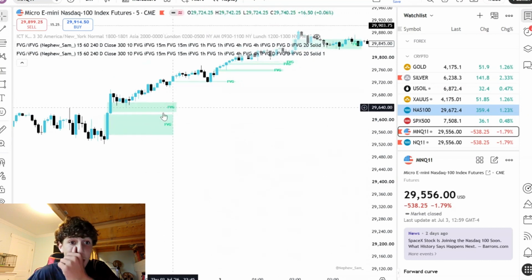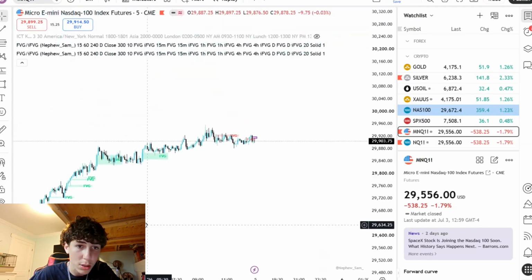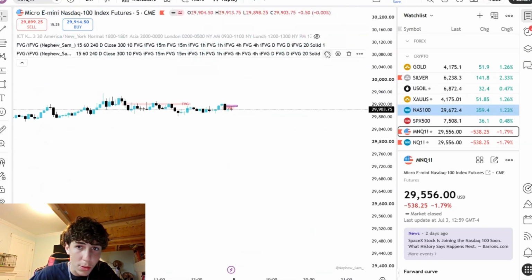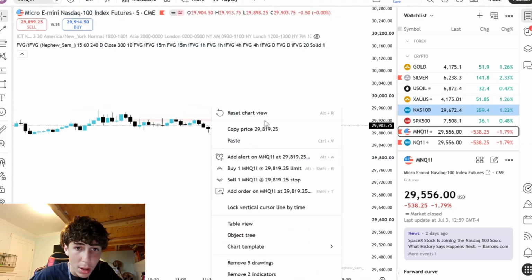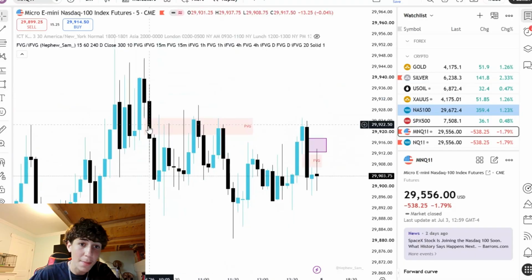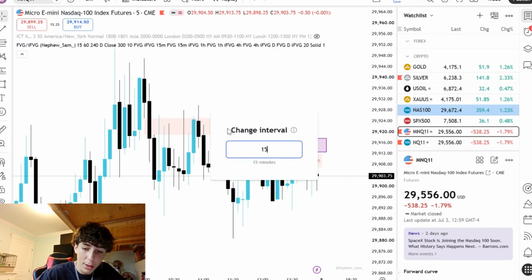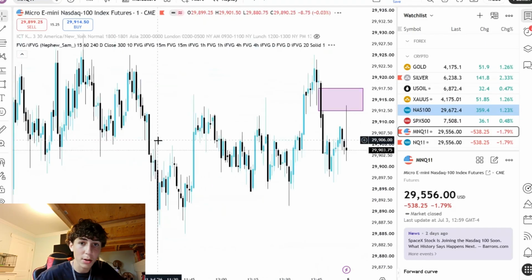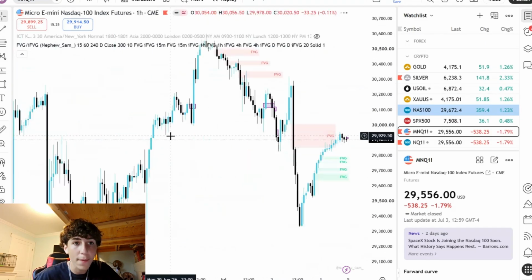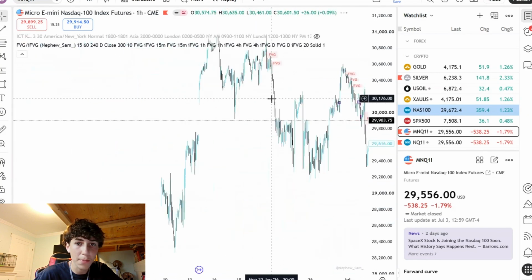When the box is green, that means it's a bullish fair value gap. Okay, when the box is red, as you can see, it means it is a bearish fair value gap. And this works on every time frame, as you can see. Right now we're on the 5-minute, 15-minute, it shows you the hour. So this indicator does work on every time frame.